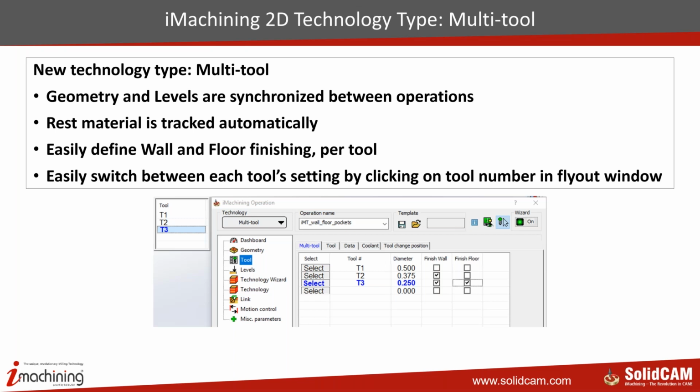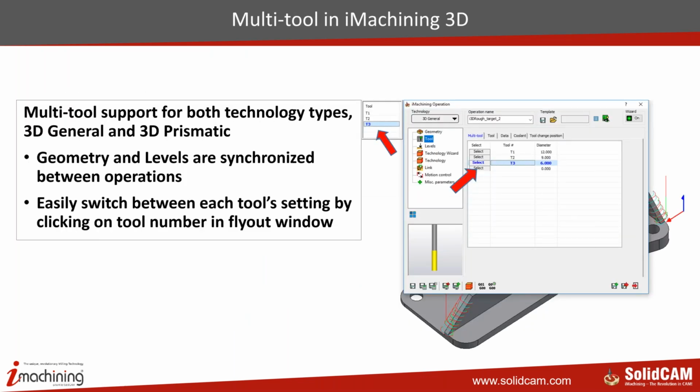So you can do roughing, wall finish, floor finish as per the tool you define, and you have control for each and every tool. The same function is also available inside iMachining 3D. You can use multiple tools. You can do roughing and rest roughing even in iMachining 3D.